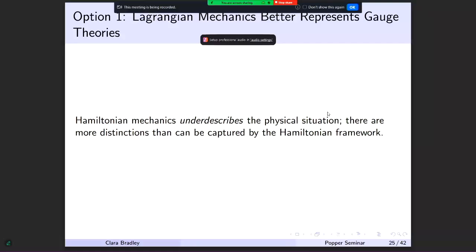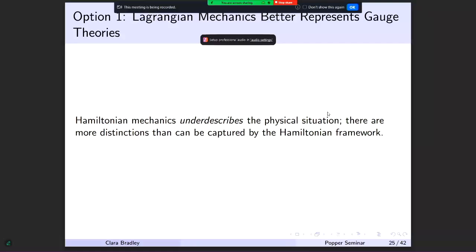And naively, different velocities are different kinds of physical situations, and so we should think that the Lagrangian theory better represents these theories because it can make these distinctions the Hamiltonian theory cannot make. But we've got to remember, we're in this context of gauge theories where we have this kind of issue of non-uniqueness, and so we think that actually there are lots of points, lots of variables that we don't think are physically meaningful, we shouldn't think of as representing different physical situations.